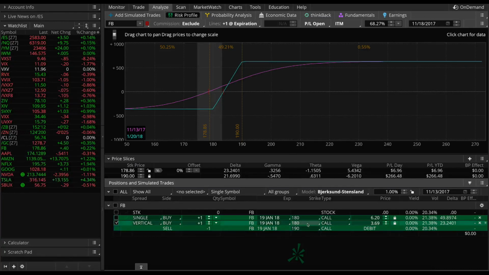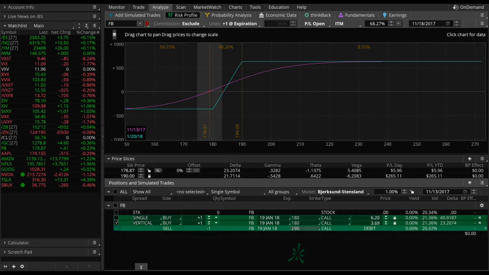Now that's because not only do we own this 180 call, but we also sold a 190 call against it. Now as time passes, both of these call options are going to lose value since they are both out of the money. So at expiration, if Facebook is below 180, this long 180 call is going to expire worthless, and this 190 call will also expire worthless. So the benefit of the call spread is that since we shorted this 190 call, the profits from that call expiring worthless will offset the losses from owning this 180 call.